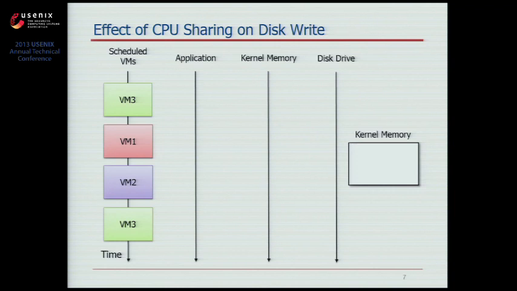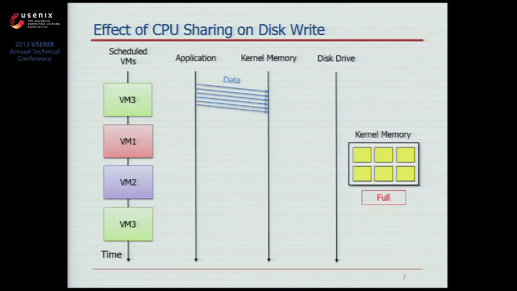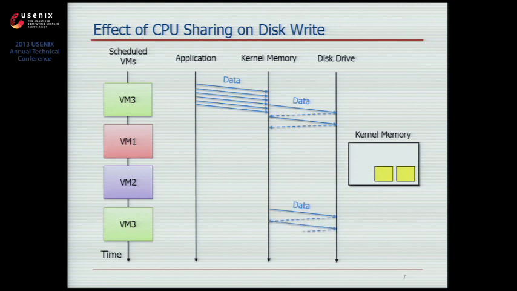IRQ processing delay also affects the disk I/O. The application usually just writes to the kernel memory and returns. When the kernel memory is full or reaches a certain threshold, the IRQ context handling the disk I/O will flush all data in the memory to the disk in the background. So when the target VM is not running, the IRQ context cannot keep flushing data in the memory to the disk until the target VM gets scheduled again. So there's a gap during the data flushing.